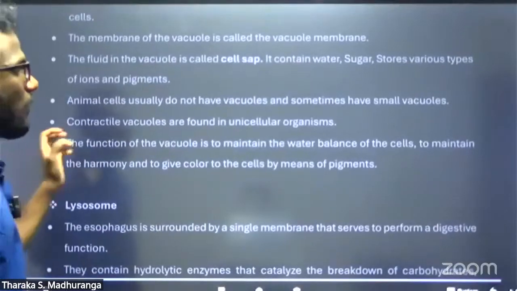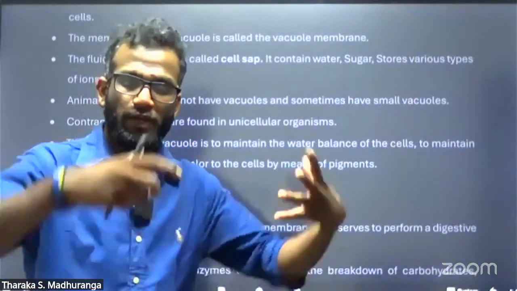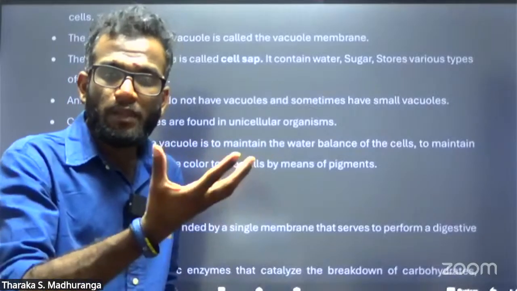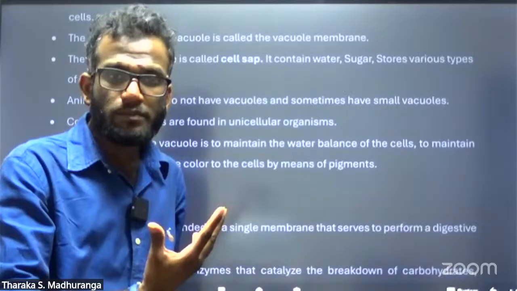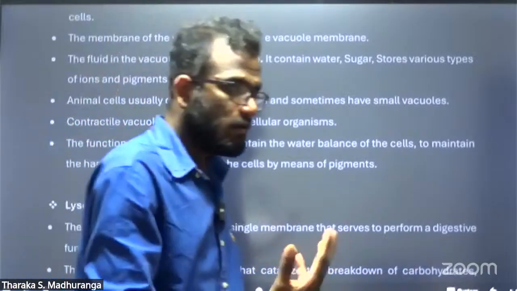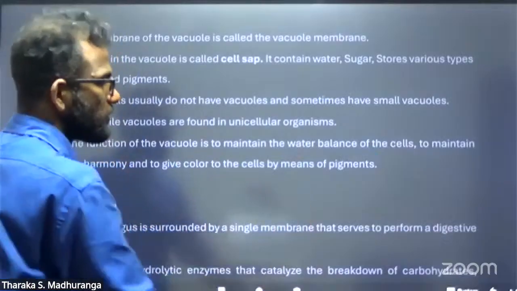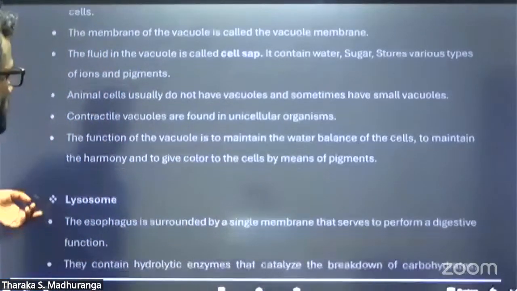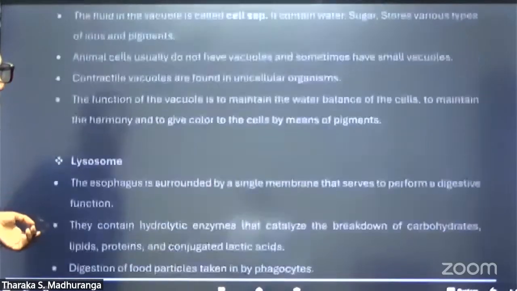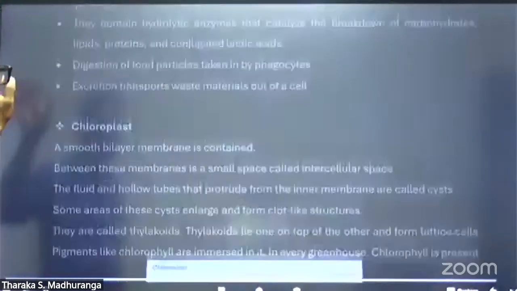It is mainly important for maintaining the water balance of the cell, because if there is an extra amount of water, it is stored in the vacuoles. If there is a deficiency, the cell again gets water from the vacuoles. It is like a water storage. Mainly it is important for maintaining the water balance of the plant cell.